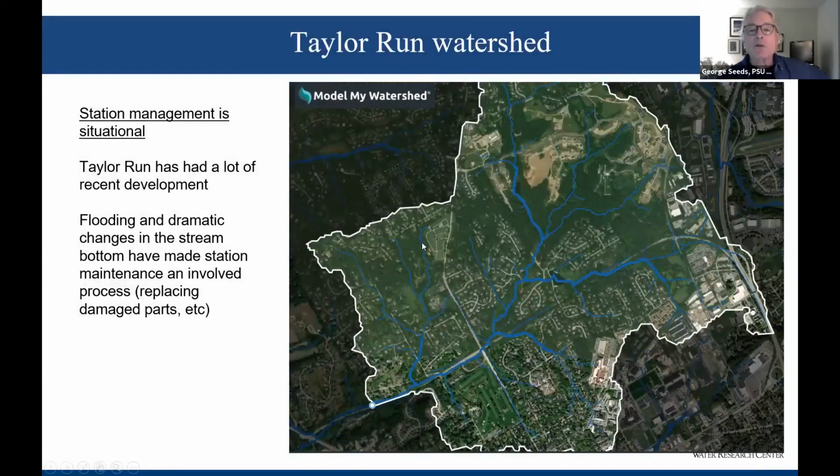This actually just illustrates the watershed of Taylor Run. You can see that this area right in here is the area of development that has just recently occurred in the past year or two, which has increased the dramatic changes in the stream bottom and has made station maintenance even more involved and more critical.